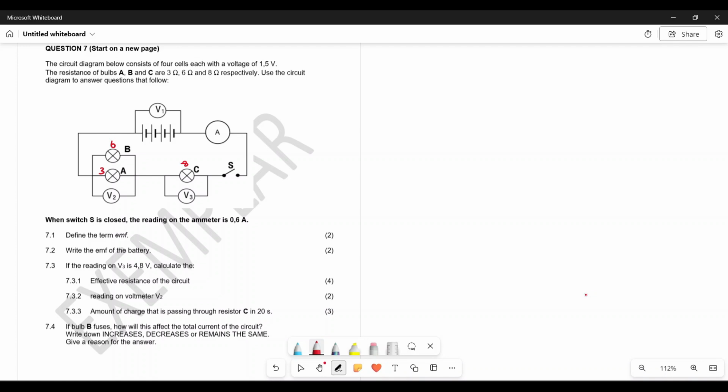Now, they tell us that when this switch is closed, the ammeter reading here will be 0.6 A. Now remember, what does this ammeter here represent? It represents your total current. Because why? This ammeter reading is separate from other resistors, and it's also closer to your battery. So this represents your total current, which is 0.6.